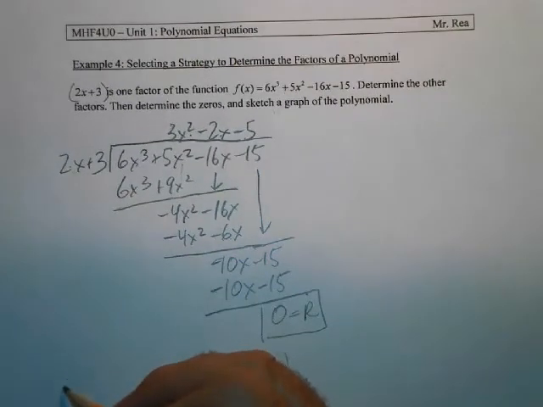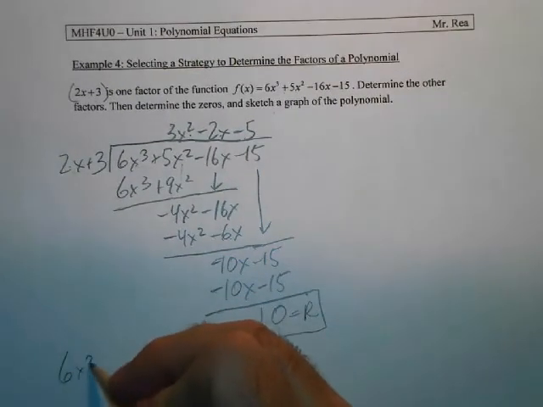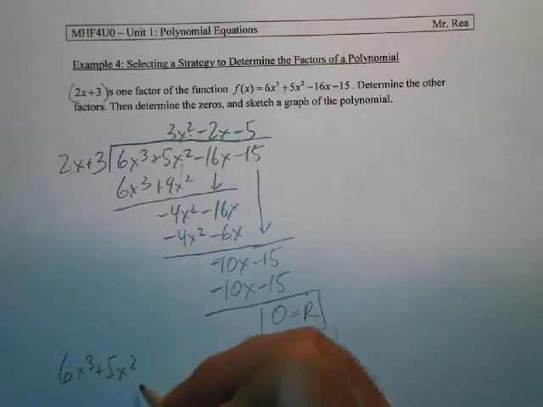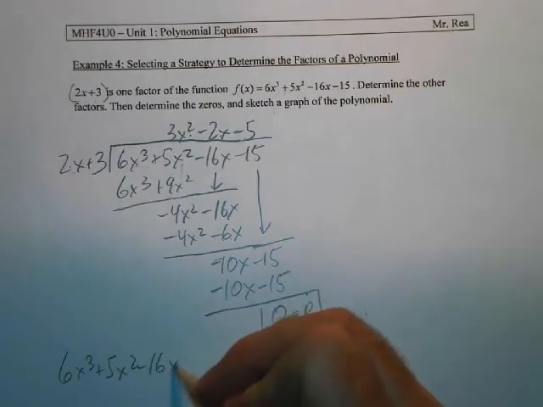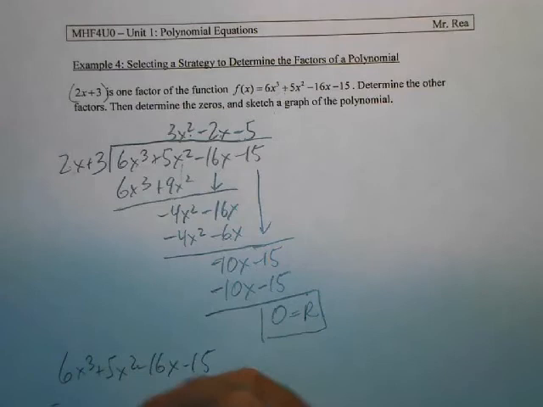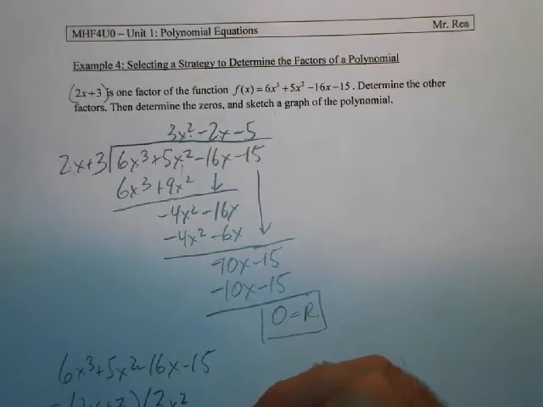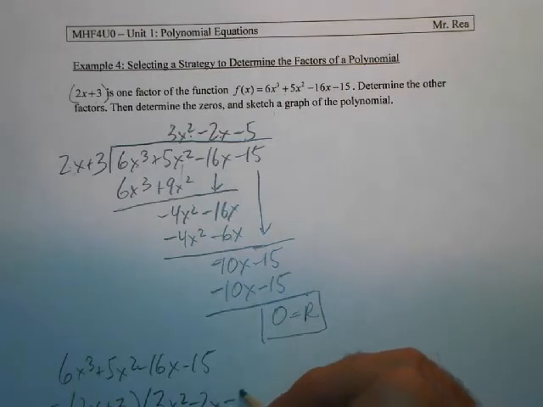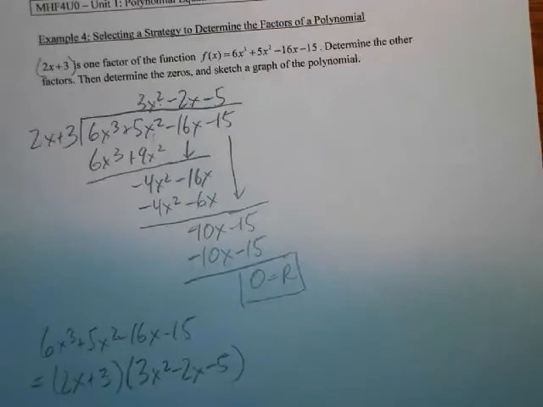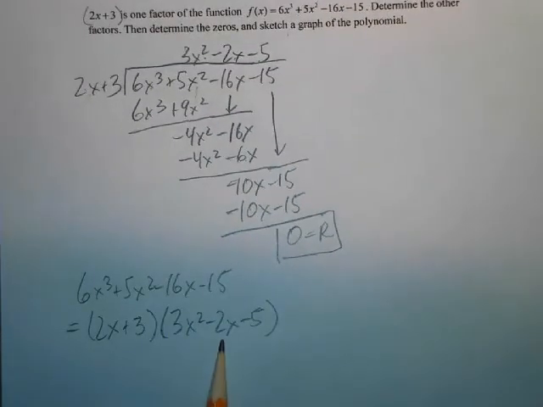I'll do it down here. So basically 6x cubed plus 5x squared minus 16x minus 15 is equal to, and I'll put this 2x plus 3 first, and then I've got 3x squared minus 2x minus 5. So we've got a linear factor and a quadratic factor.